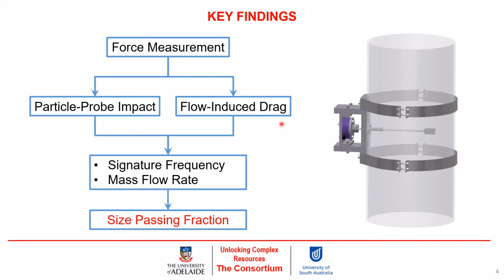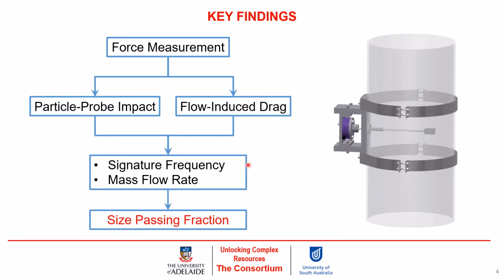The coarse particles generally have sizes similar to very fine table salt or even finer, and fine particles are normally as fine as powder. We have found both the particle probe impact and flow-induced drag have their exclusive signature frequencies that are associated with the corresponding size distribution.